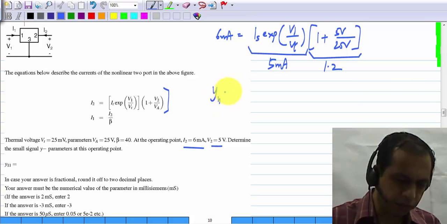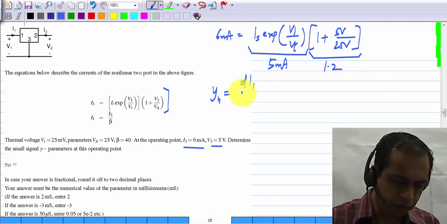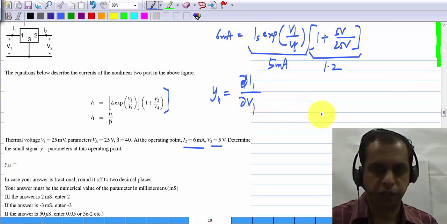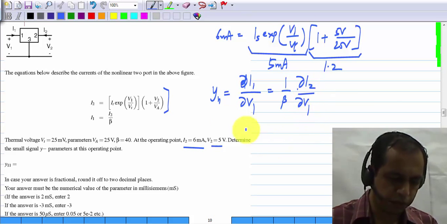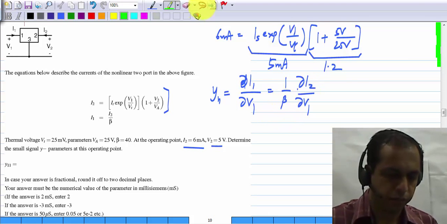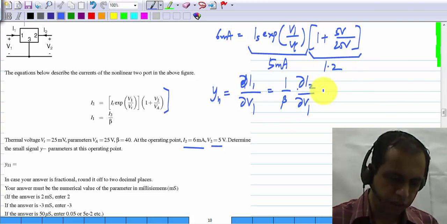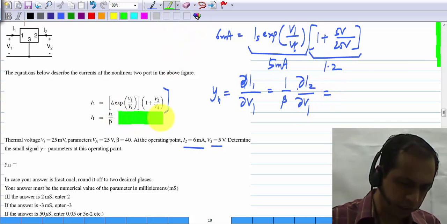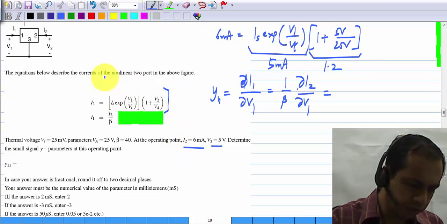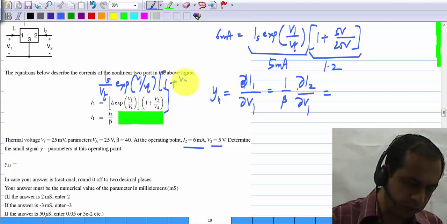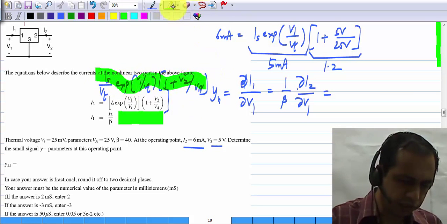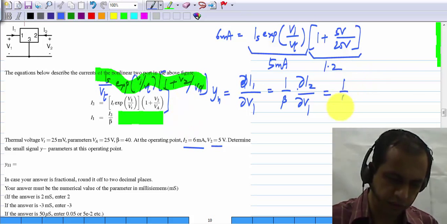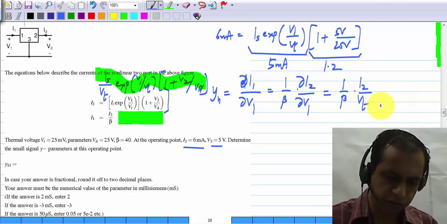So y11 is nothing but the partial derivative of I1 with respect to V1, which is 1 over beta times the partial derivative of I2 with respect to V1, because I1 and I2 are related by this constant beta. If I differentiate this expression for I2 with respect to V1, you would get Is divided by Vt times exponential V1 by Vt times 1 plus V2 by Va. And you can see that this whole thing is nothing but I2 itself. So you get 1 over beta times I2 by Vt.